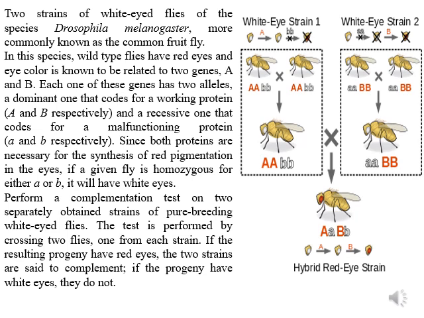So consider two strains, two white-eyed strains. Start from the top picture: white-eye strain 1, white-eye strain 2. There are two strains of white-eyed flies of the species Drosophila melanogaster, commonly called the fruit fly. In this species, the eye color is known to be related to two genes, A and B. Capital A and capital B are two genes which determine the eye color.